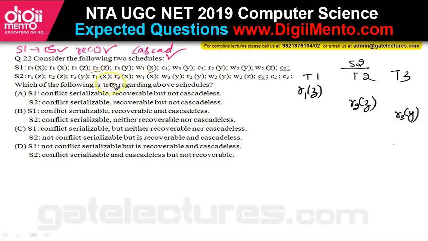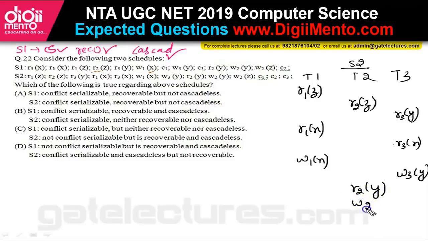Till now no problem. Now R1X, then R3X, not a problem. W1X, then W3Y, then R2Y, then W2Y, W2Z. It is basically just like the earlier case, but the only difference is I am performing the commit operations at the end. First T1 is committing, then T2, and then T3 is committing. Okay, so let's see what changes it makes.